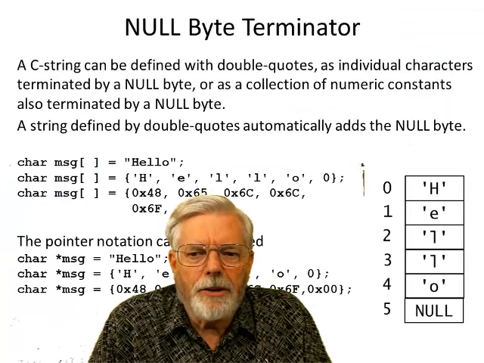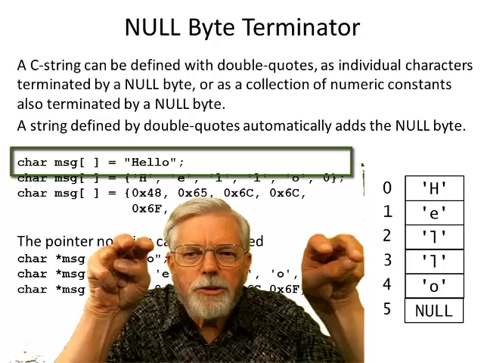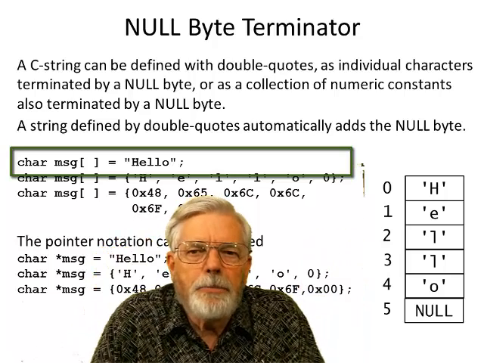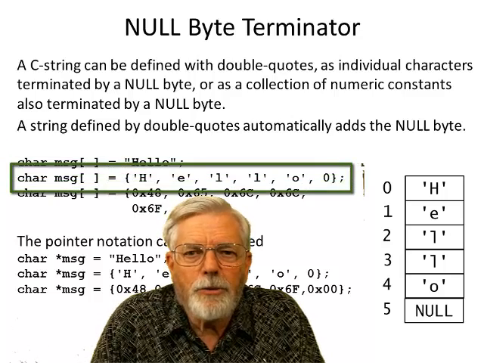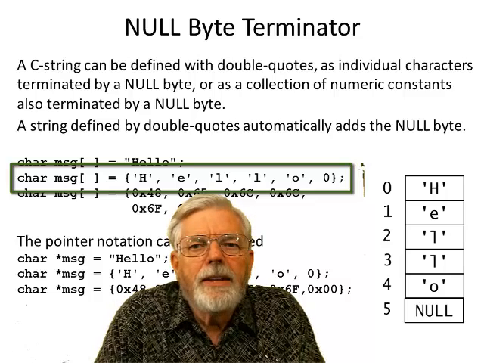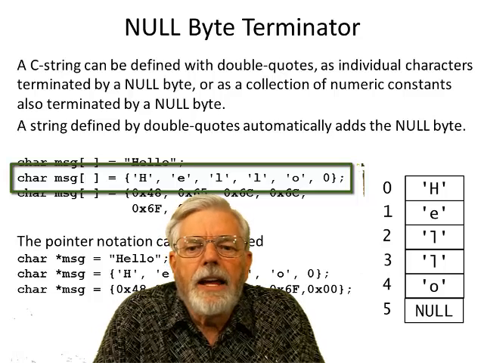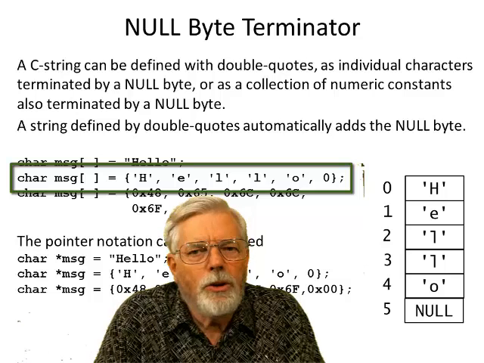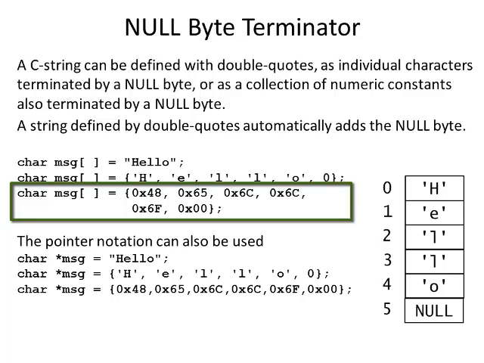Here's a null byte terminator. So hello, if I specify hello with the quotes, C and C++ automatically stick a null byte at the end of the string. However, if you specify the string yourself with individual characters, then you need to put in the null byte. For example, if I say character message H-E-L-L-O using individual characters, I have to put the null byte in. If I use hexadecimal, I can say 0x48, 0x65, 0x6c, 0x6c, 0x6f, and then put in the null byte.